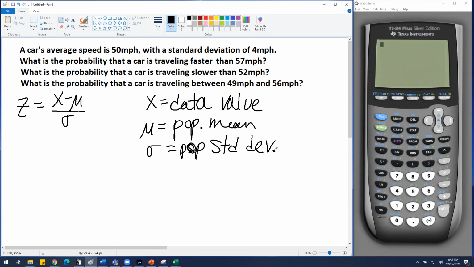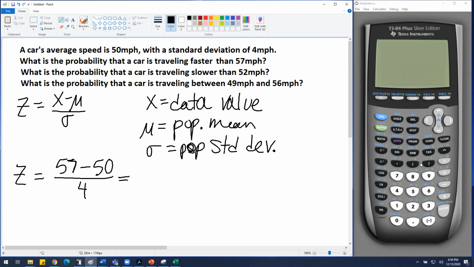So let's go through this question. A car's average speed is 50 miles per hour with a standard deviation of 4 miles per hour. What is the probability that the car is traveling faster than 57? So let's start with finding our z-value. 57 was our data value we're trying to find, faster than 57. Minus our mean, divide by your standard deviation.